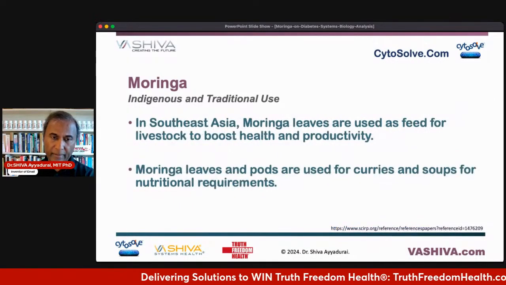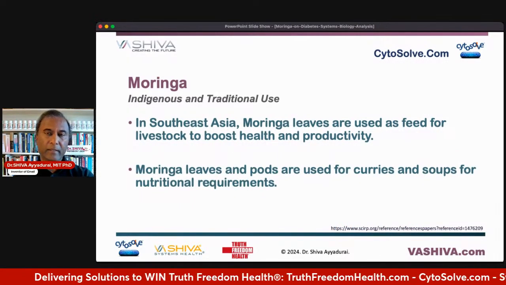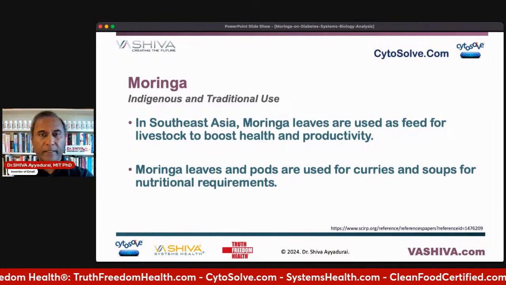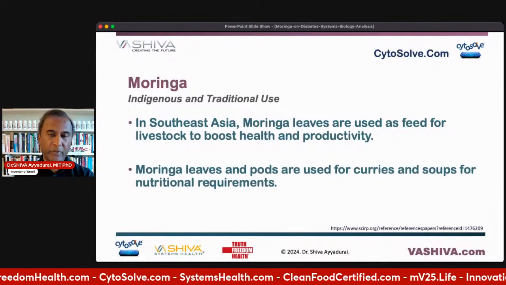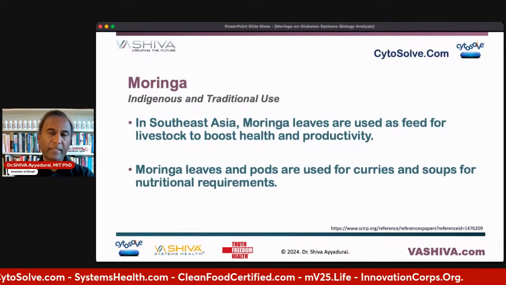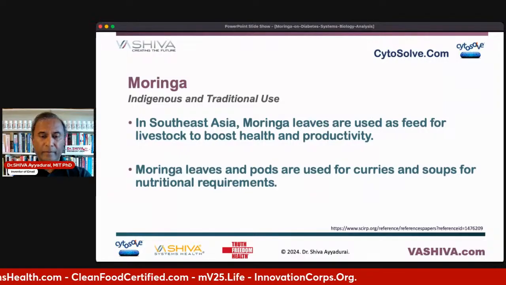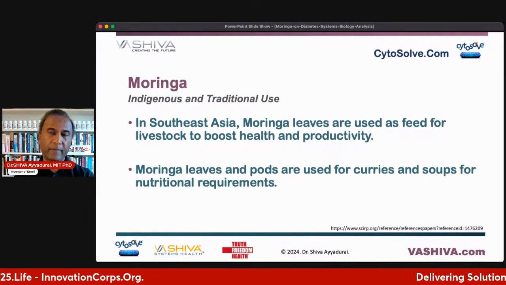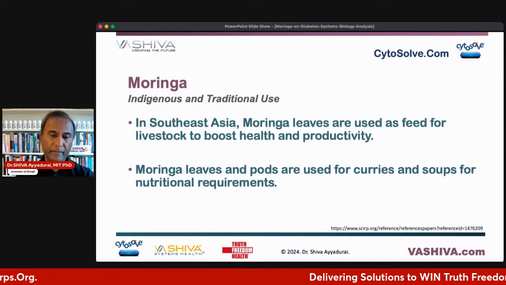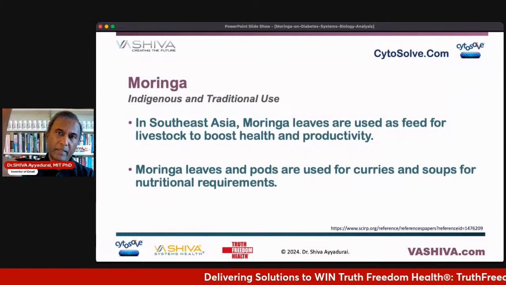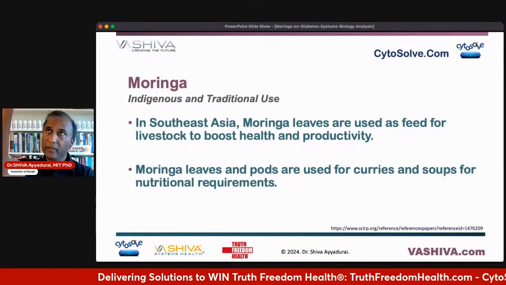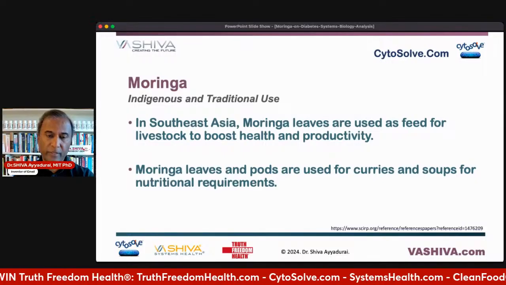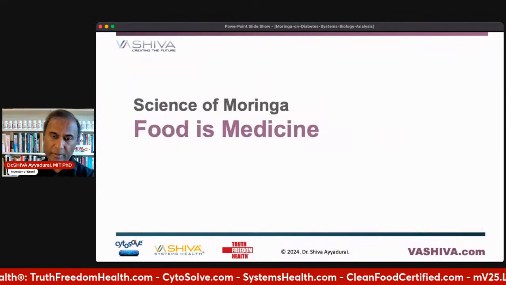Very powerful. In Southeast Asia, the Moringa leaves are used as feedstock. So people will combine the leaves with what they feed their cows or their goats, etc., and it really supports and boosts the health as well as the reproductivity specifically of farm animals. The leaves and the pods, the Moringa tree has these long fruits, they're pods. In South Indian traditional culture, they're used for curries and soups for meeting particular nutritional requirements.